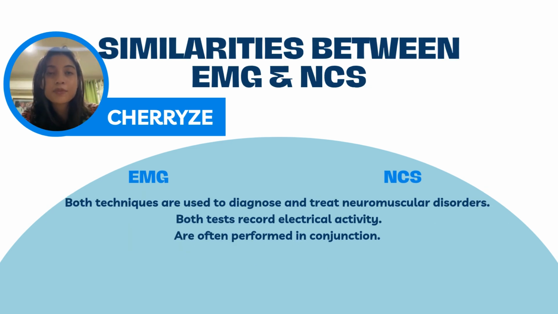Similarities between EMG and NCS. These techniques are used to diagnose and treat neuromuscular disorders. Both tests record electrical activity and are often performed in conjunction.